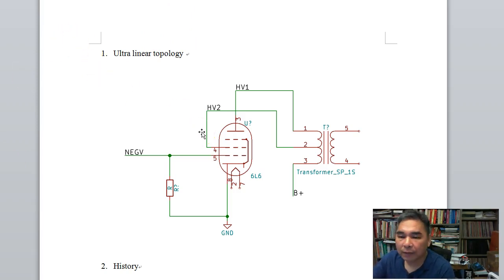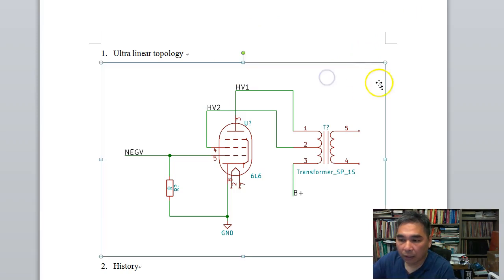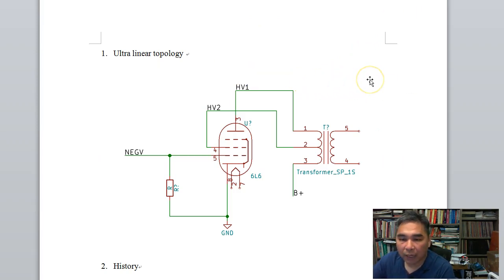In this 2.1.1 alpha release, I majorly fix the test mode for ultralinear topology. So before we run the software, let's have a look at what ultralinear topology is. This is probably not new for you guys.